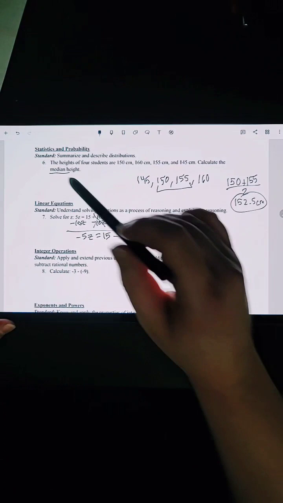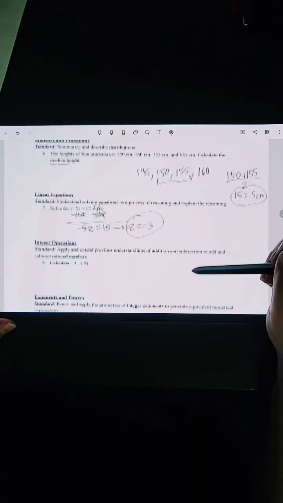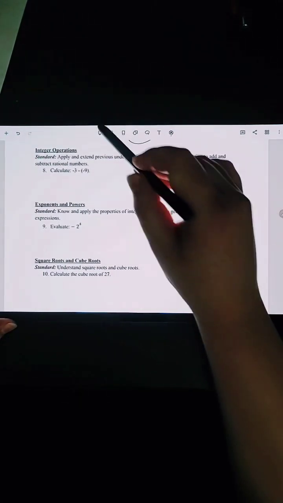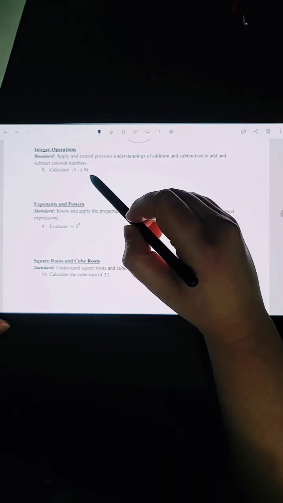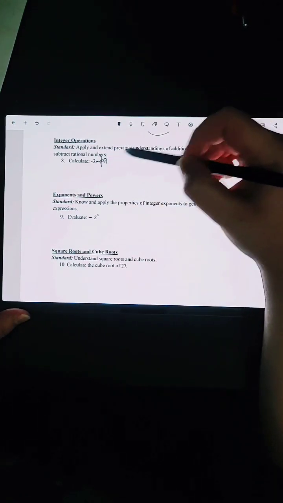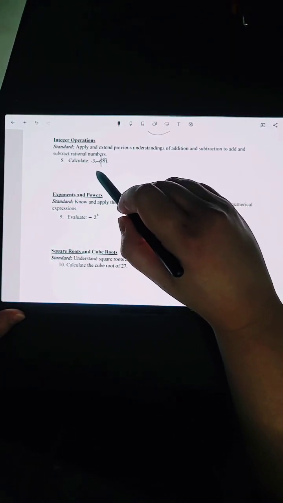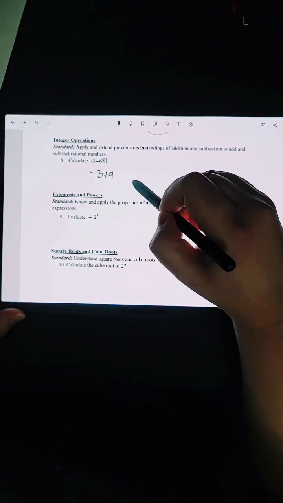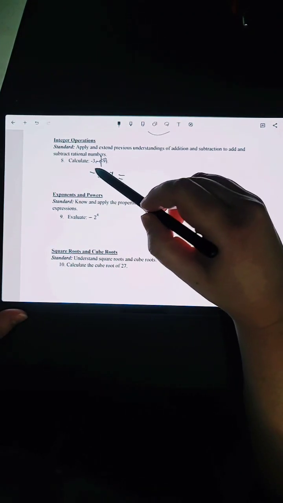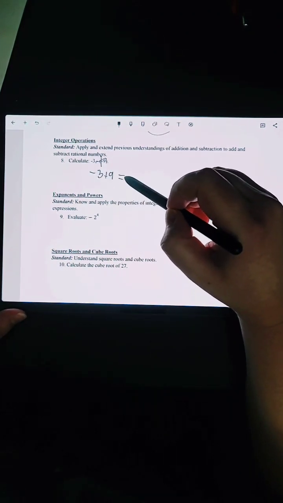And then let's go to this one down here. This is just a review of integer operations. So just remember, when you have minus a minus with integers, it's going to turn into a plus. You can kind of remember it too, because it looks like a plus, the minus parentheses and the minus. So it turns into a plus. So this becomes negative 3 plus 9. If I have 3 negatives and I add 9 positives, then I'm going to have 6 positives left.